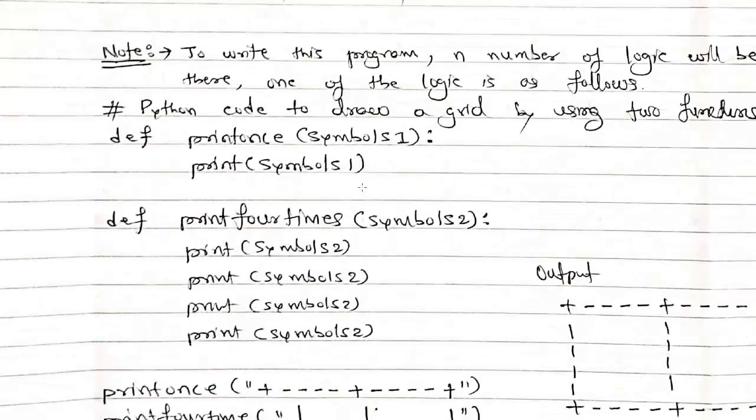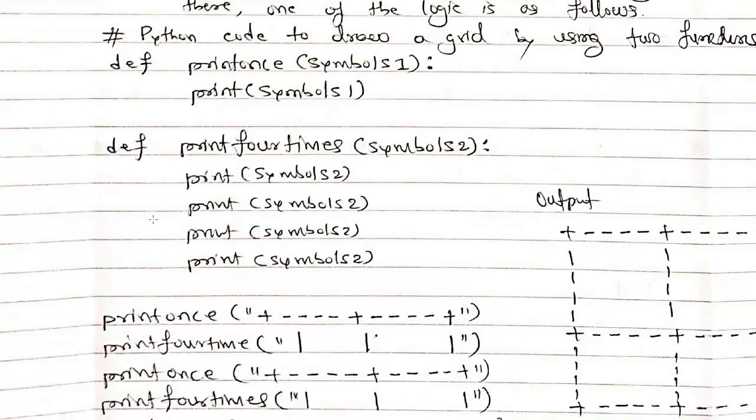What I do, I write one function, print once. I pass some symbols. Those symbols will be stored in this variable. It will print those symbols only once. Means whatever I pass to it, it prints only once. Whatever I pass to the other function, it prints 4 times. See, printf is used 4 times: 1, 2, 3, 4. It also receives some symbols. Whatever it receives, it prints only once in the first function, and in the second it prints 4 times.